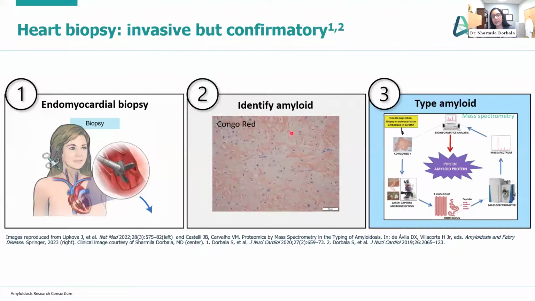The pathologist could stain it with Congo red or one of the other amyloid stains. And all this pink here is amyloid. And in between, these are all heart muscle cells.